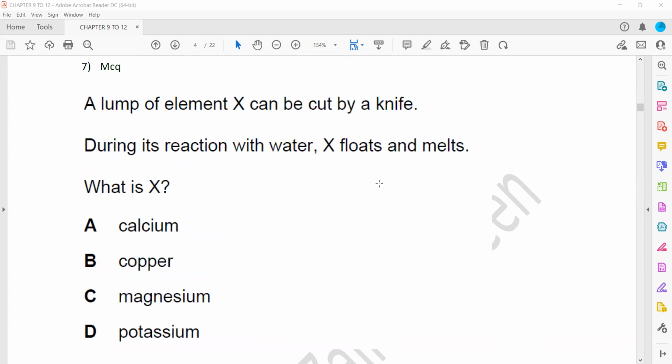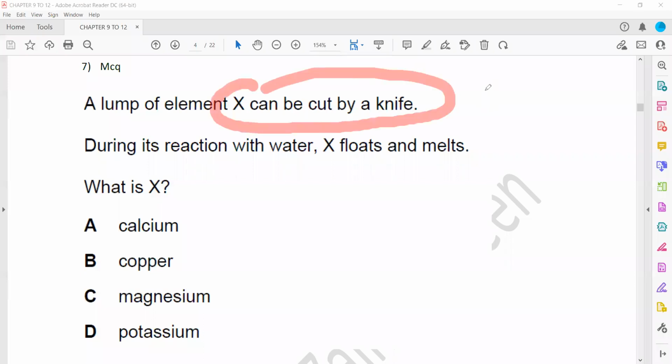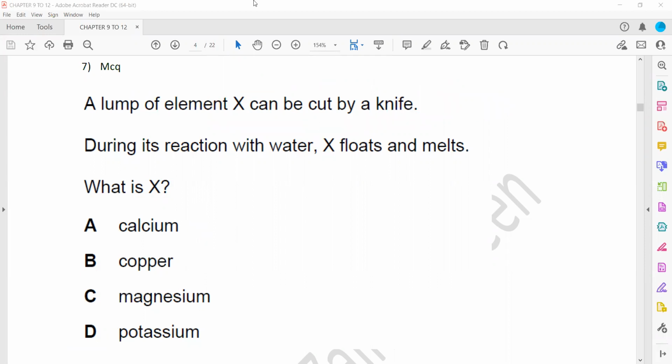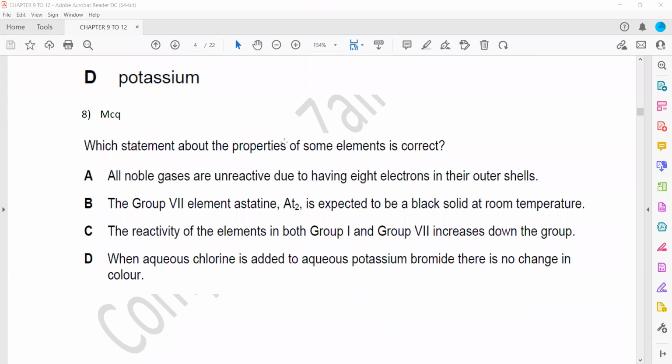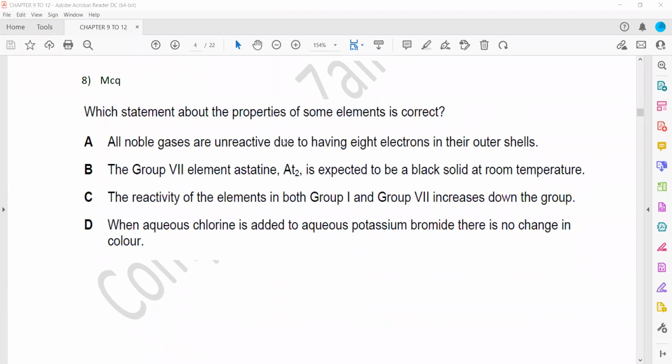A lump of element X can be cut by a knife. So what is this characteristic? This is actually a characteristic of a group 1 element, like sodium or potassium. This is a group 2 element. This is a transition element. So potassium is a group 1 element. So even if an element or a metal can be cut by a knife, this gives an indication that it is a group 1 or alkali metal.